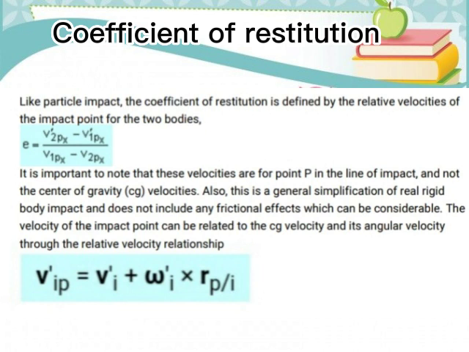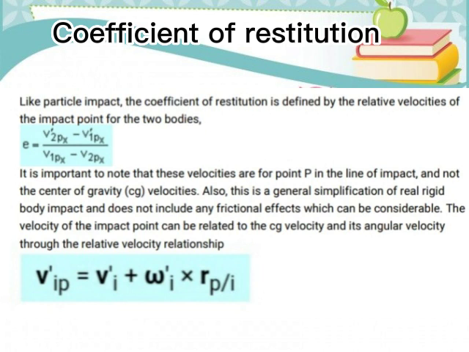The next thing that we must know is about the coefficient of restitution. Like particle impact, the coefficient of restitution is defined by the relative velocities of the impact point for the two bodies. So we have here e equals V2Px minus V1Px all over V1Px minus V2Px. Just remember that it is important to note that these velocities are for point P and the line of impact and not the center of gravity or CG velocities.